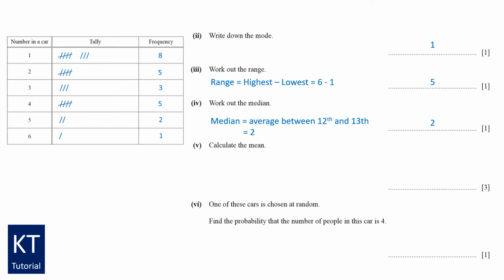Next, calculate the mean. The mean is the sum of product for each row divided by the total frequency. Next, one of these cars is chosen at random. Find the probability that the number of people in this car is 4. It is 5 out of the total of 24.